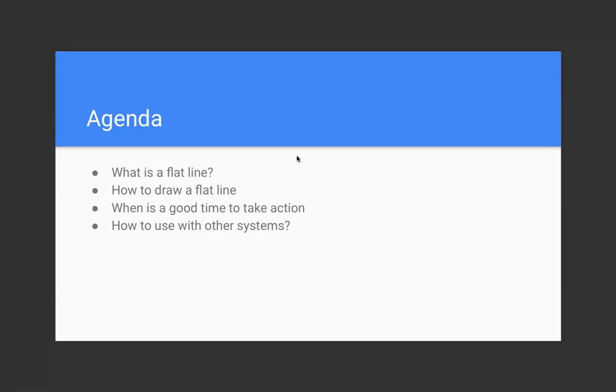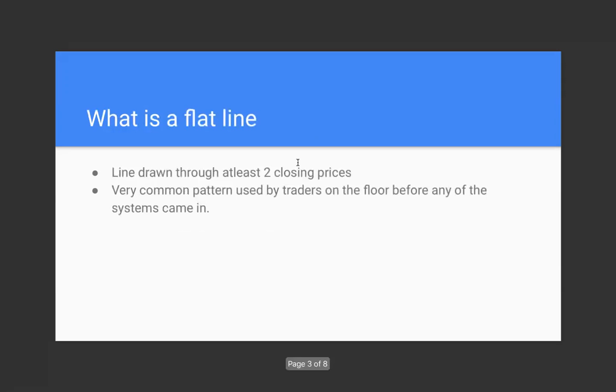Now let's move on to the next slide. What is a flat line? A flat line is a very simple concept, which is a line drawn through at least two closing prices. This is a very, very common pattern used by traders on the floor before any of the systems came in. So what they do is they just draw the line.